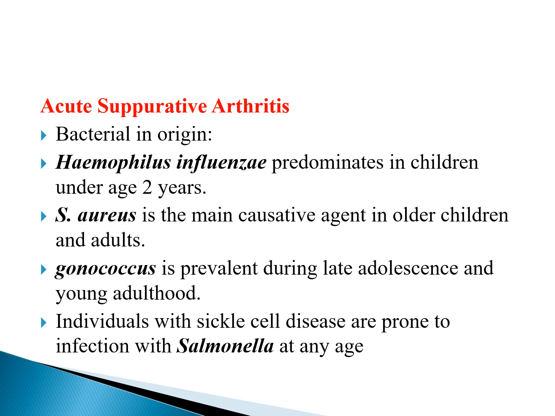Patients who have sickle cell anemia are prone to infections of the joints and the bone with Salmonella species at any age. So Salmonella arthritis is commonly seen in patients with sickle cell disease.